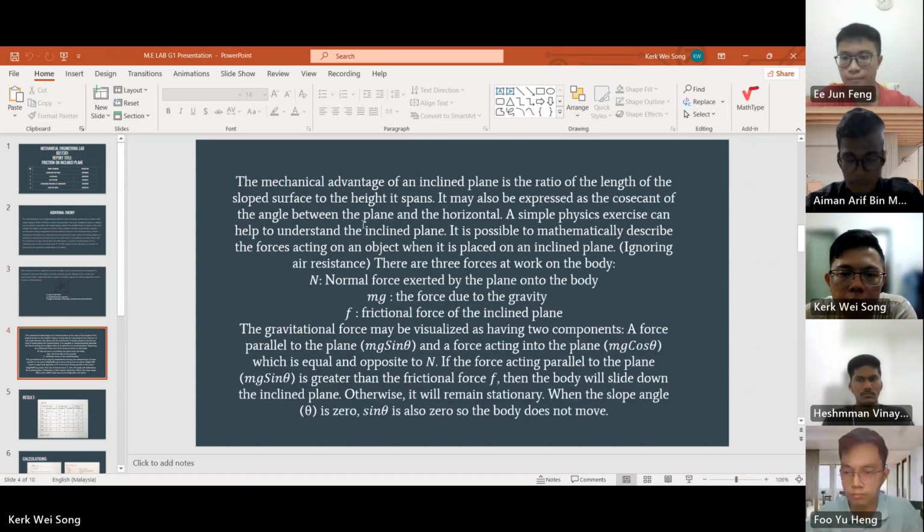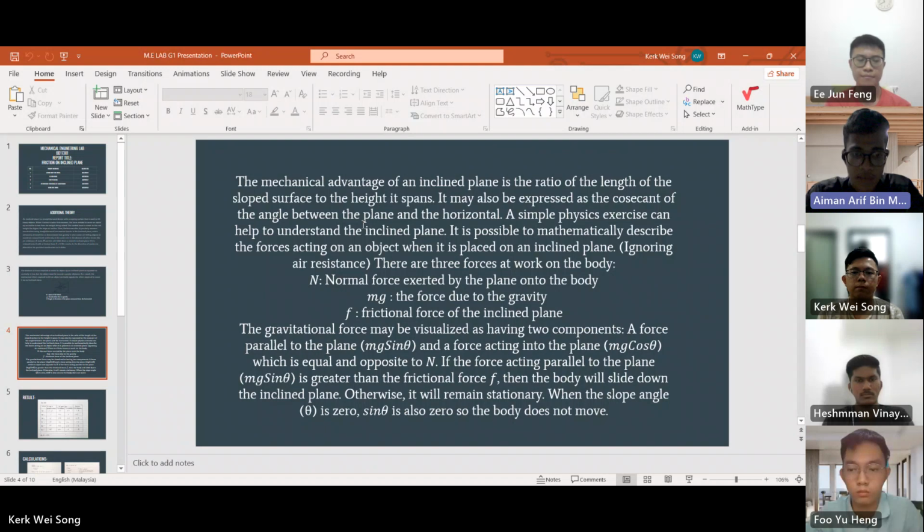Next slide. The mechanical advantage of an inclined plane is the ratio of the length of the slope surface to the height it spans. It may also be expressed as the consequence of the angle between the plane and the horizontal. A simple physics exercise can help to understand the inclined plane. It is possible to mathematically describe the force acting on an object when it is placed on an inclined plane.